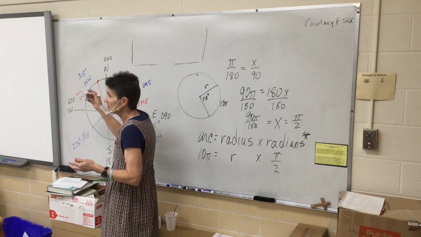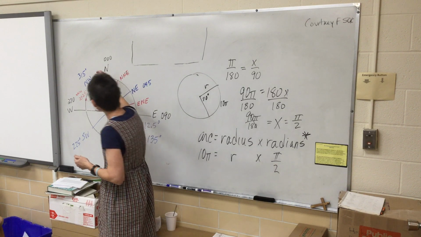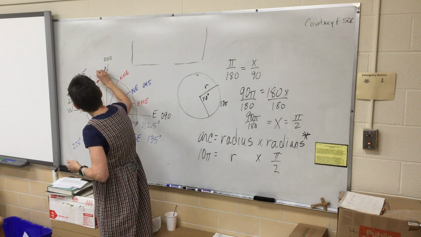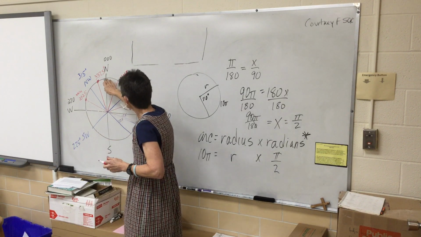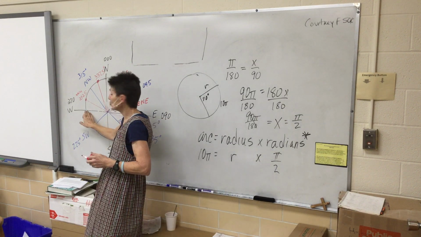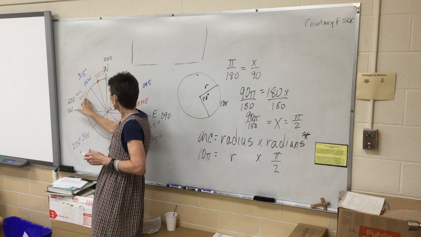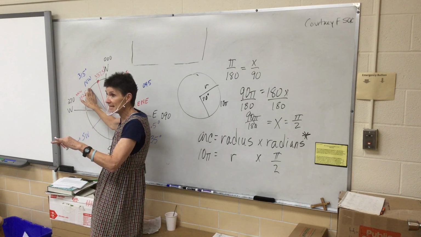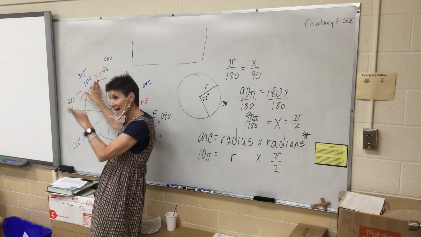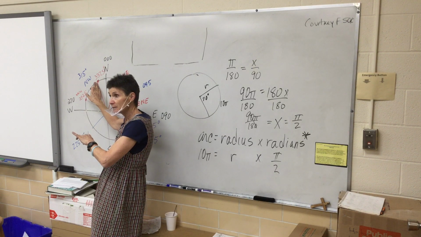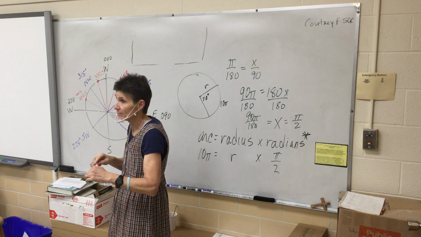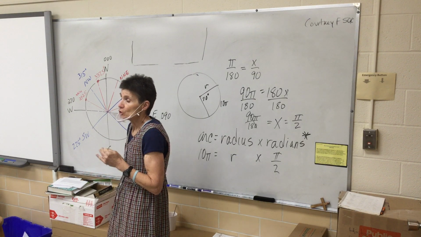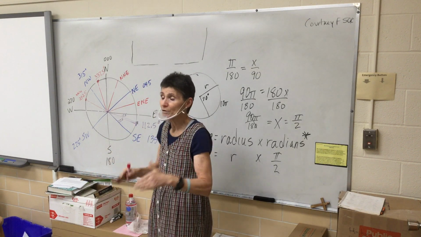So 360 minus 22.5 is 337.5. Now, the other way you could do it is, go all the way around to here is 270, up to here is 315, and then you need an extra 22 and a half, and that would also give you 337.5.